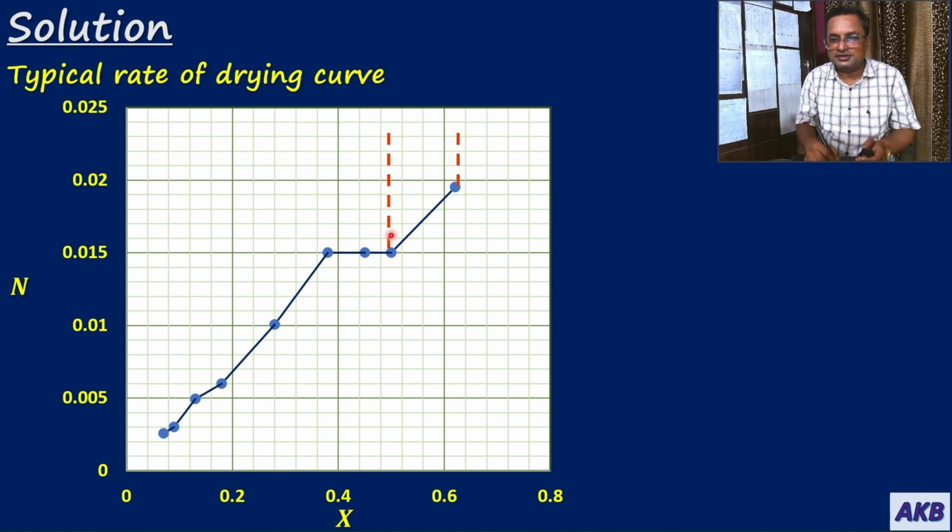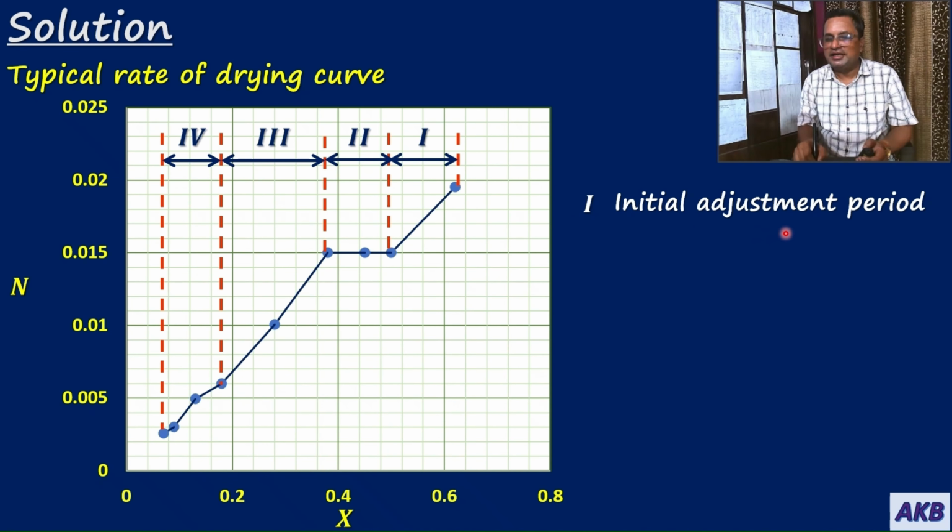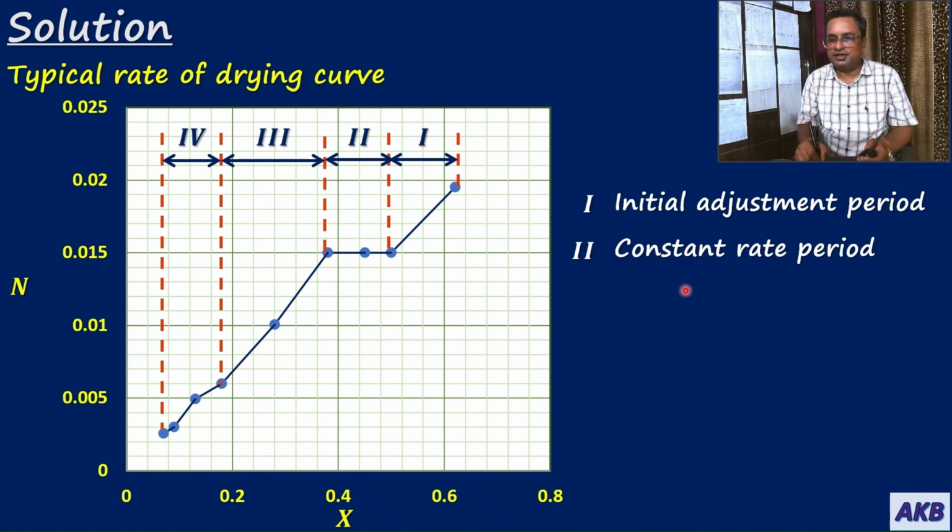So first section is this section, then you have this section, then you have this section, and finally you have this section. So this is section number 1, this is section number 2, I will call this section number 3, and finally I will call this section number 4. Now you can easily tell in this case section 1 is nothing but the initial adjustment period. Then section 2, where the rate is constant, you can easily tell it is the constant rate period.